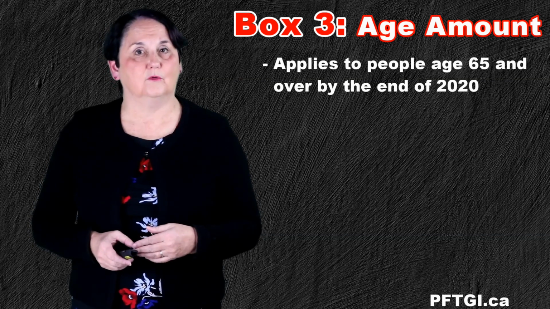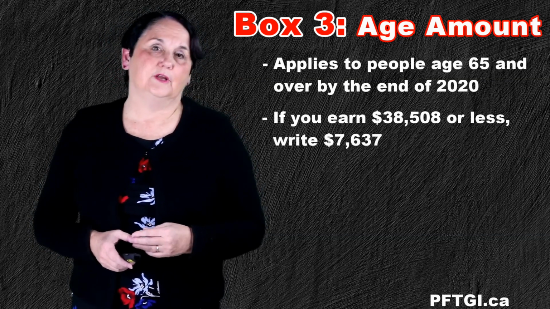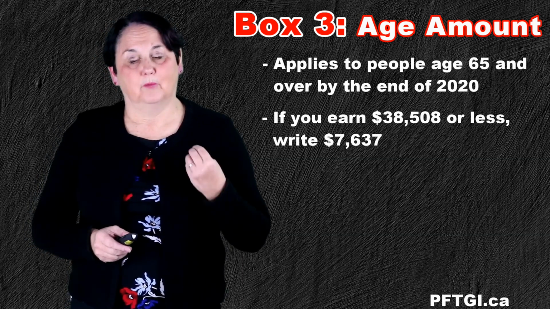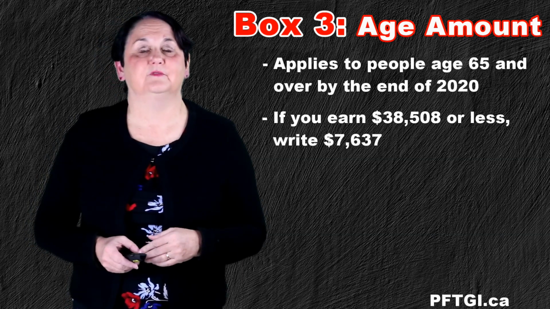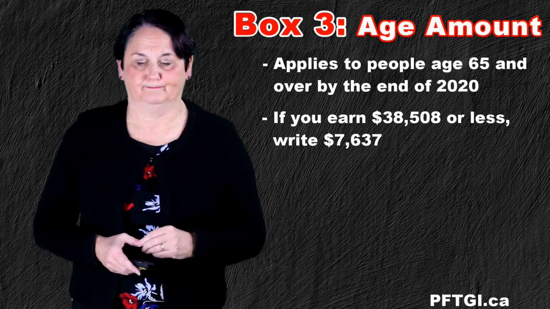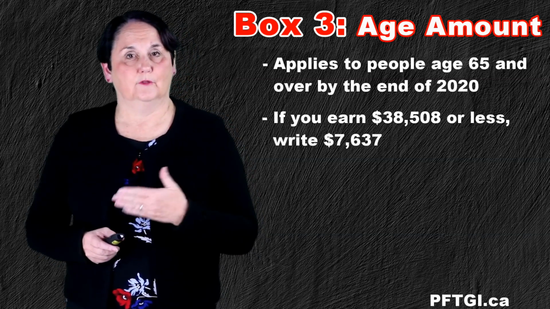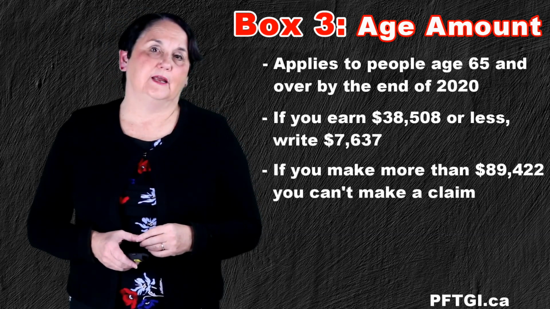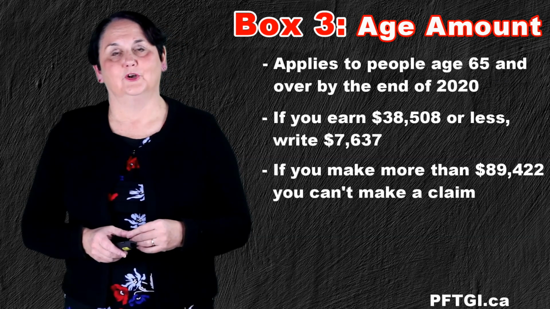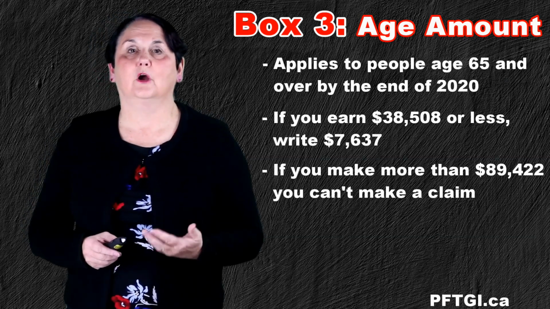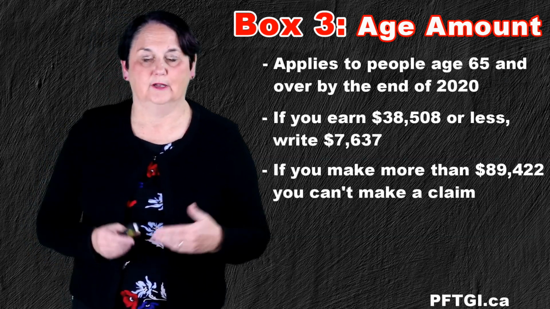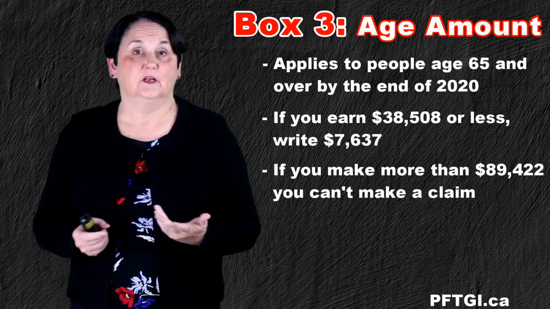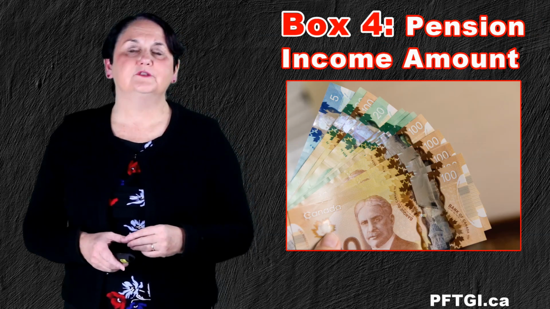For people who are over 65, if you earn $38,508 or less, then this box should have the amount $7,637 put in it. There is a partial claim available on the worksheet, which I'll talk about at the end of this video. If you make more than $89,422 in 2020, then you are not able to claim the age amount. In between those two numbers, the $38,000 and the $89,000, there's proration. Box 4 is the pension amount.